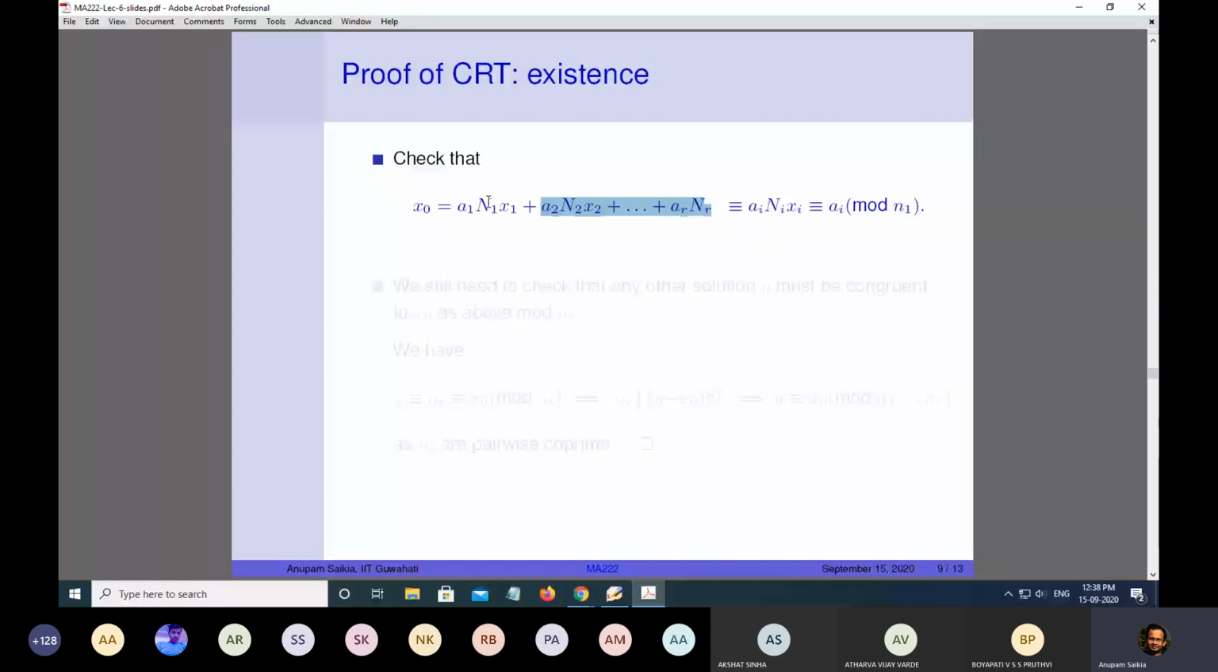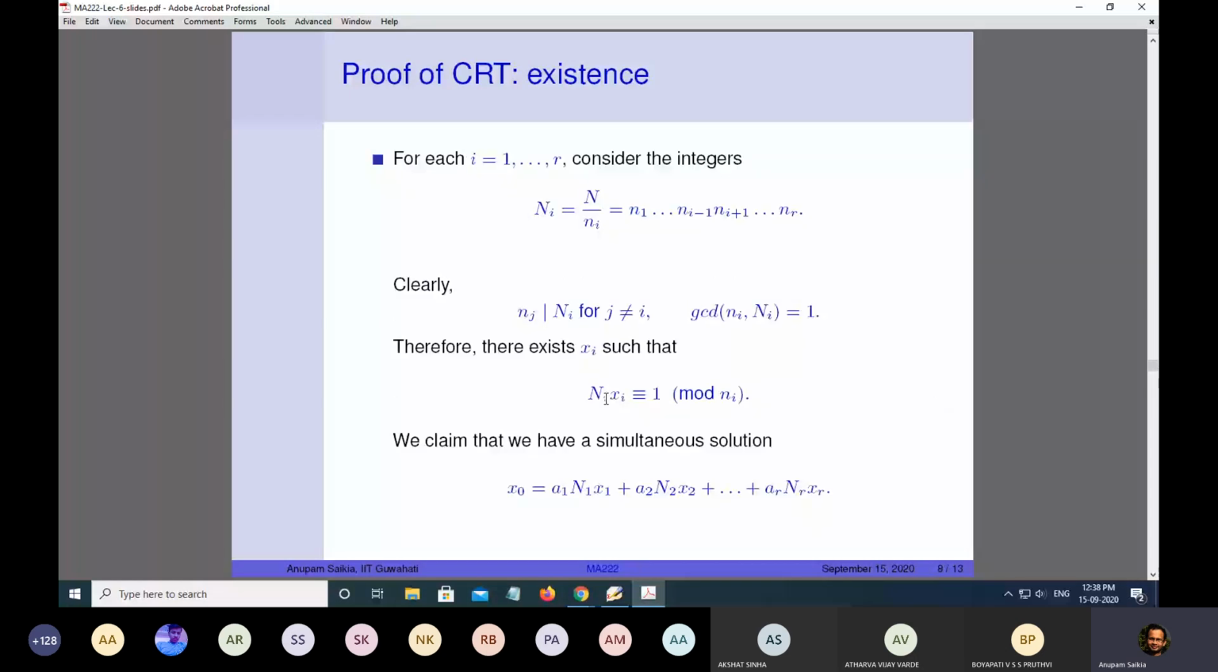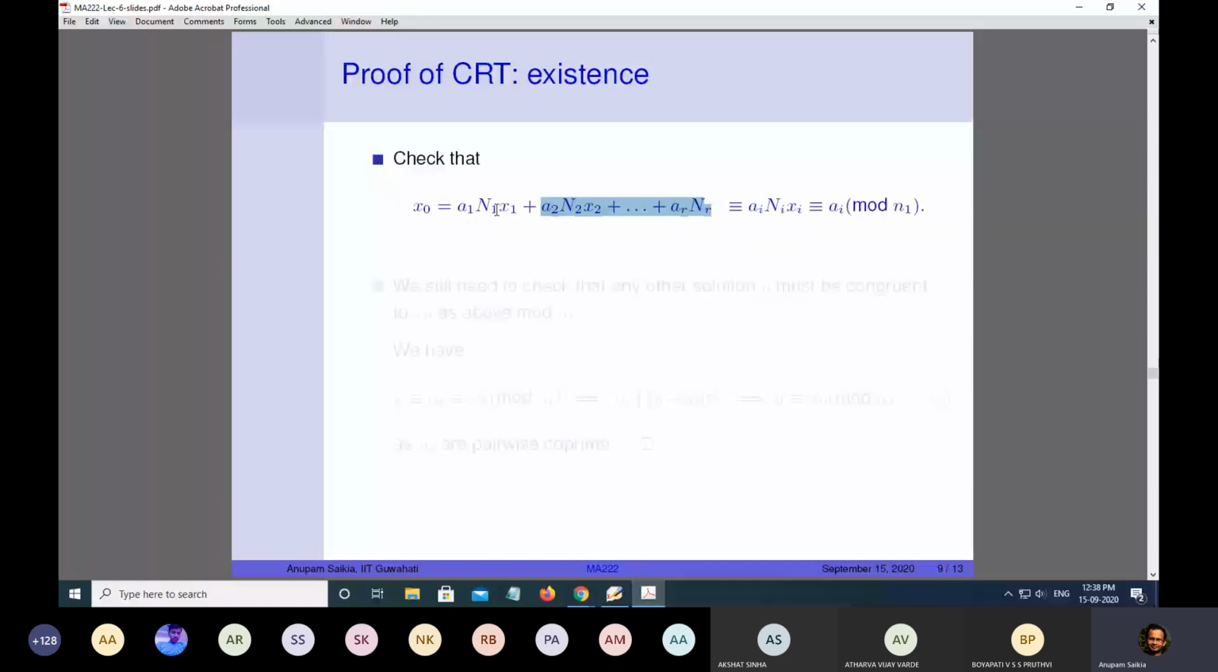So this goes away. Only the term that survives is this. But the way we picked x1, n1 x1 is 1 modulo n1. So remember, what is x1? It is n1 x1 is congruent to 1 mod n1. So I get 1. So it is a1 times 1 modulo n1. So x0 is a1 mod n1.